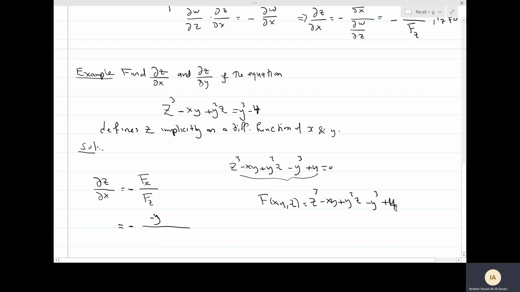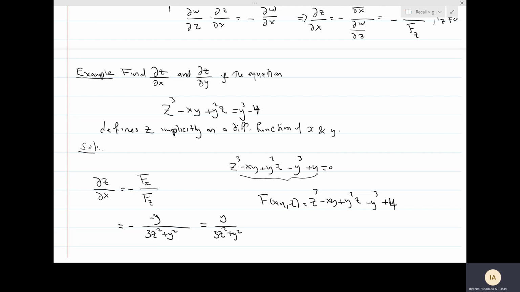So now differentiate this with respect to z. Look at xy as constant. So derivative of z cubed will be 3z squared. Derivative of xy with respect to z is 0, derivative of y squared z with respect to z will be y squared. Derivative of the last two terms, y cubed and 4, with respect to z will be 0. So this becomes y over 3z squared plus y squared. Okay, so this is the answer.